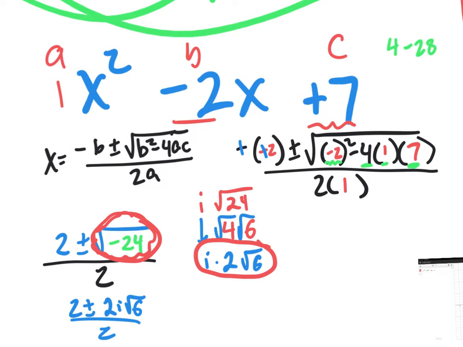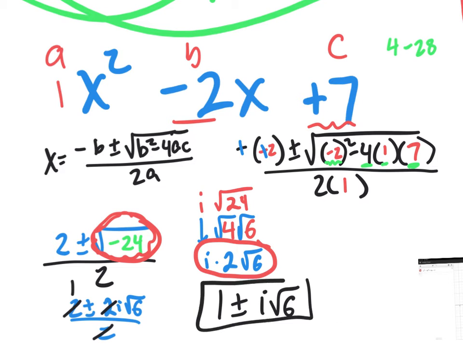So the easiest way to finish this answer is to simplify everything by 2. 2 divided by 2 is 1, 2 divided by 2 is 1, 2 divided by 2 is 1. So we really were going to have a 1 plus or minus 1i square root of 6. 1 plus or minus 1i, I don't need to put a 1, square root of 6. So there are your other two answers to this problem.